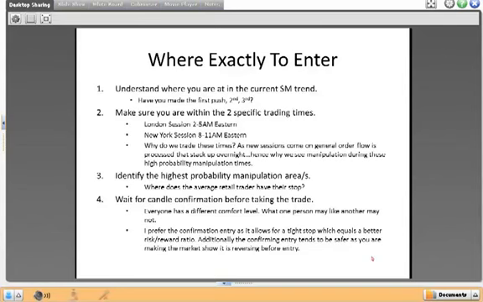Third point here: identify the highest probability manipulation areas. Now, one thing we don't have is access to orders, meaning we don't have access to where the true volume is sitting. One thing we do know is how retail traders generally trade, and how retail traders on average place their stops. We're going to cover this again more fully in this section as well, in the charts.